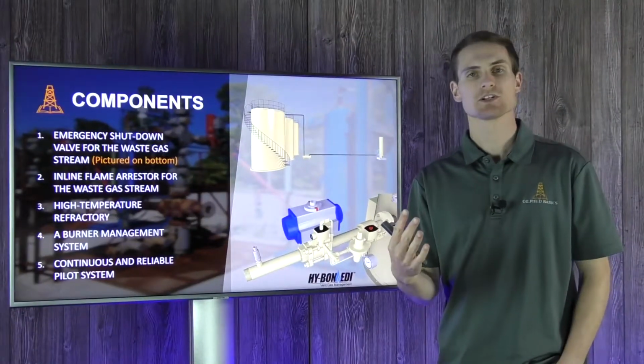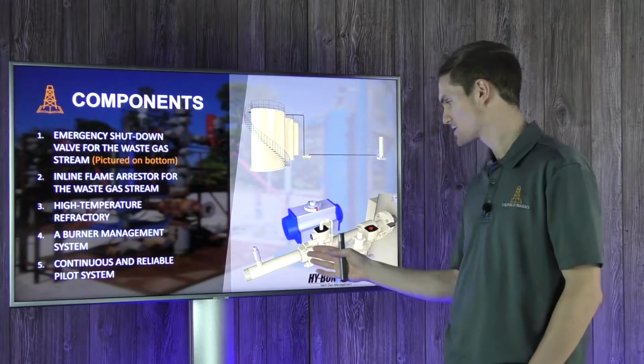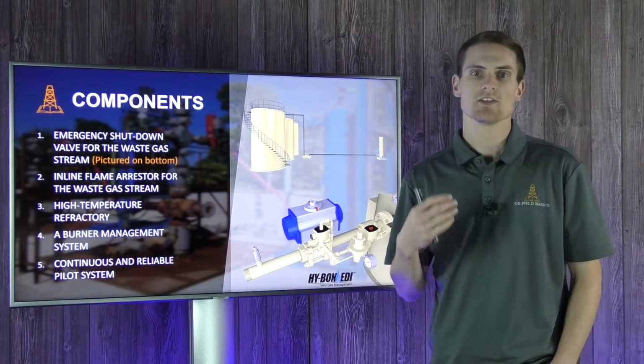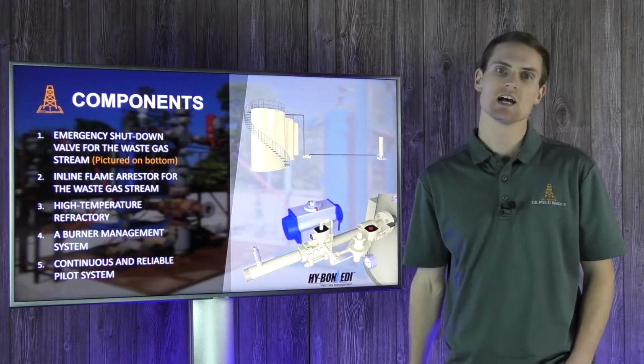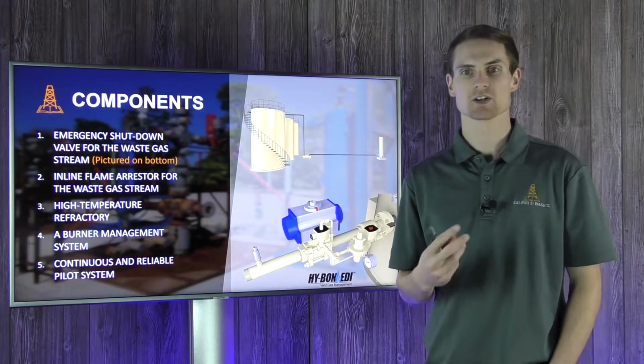Now, continuing what Corey said about the ESD, you can see it pictured here right before the combustor. This is an important device to utilize so that if the pilot fails or if the stack overheats, it can shut off the supply of gas and alert the operator. You also want to have a flame arrestor. Flame arrestors are super important. And then, of course, a control system, some sort of the brains of the system. And then just going to the stack itself, you want to make sure it's insulated.